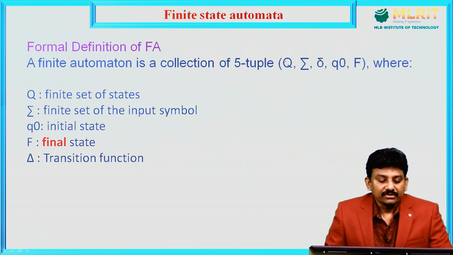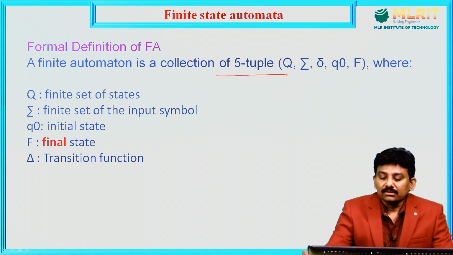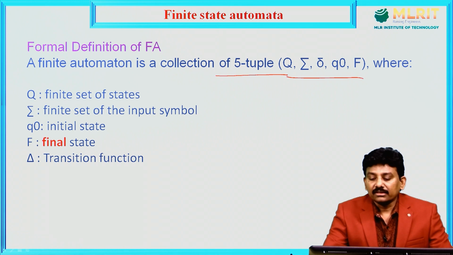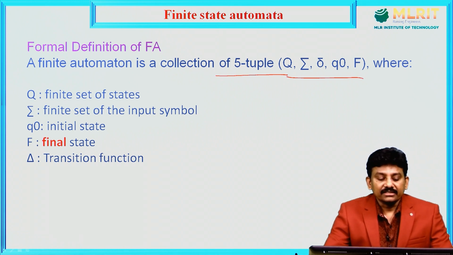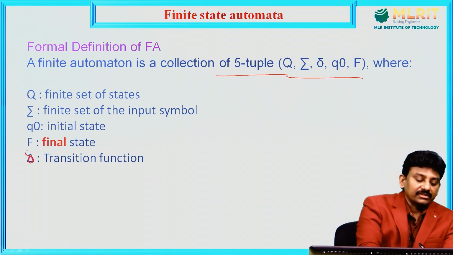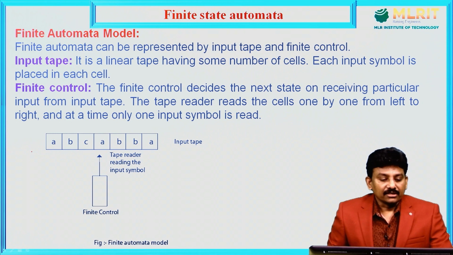The formal definition of finite automata. A finite automaton is a 5-tuple, that is (Q, Sigma, Delta, Q naught, F), where Q is a finite set of states, Sigma is a finite set of input symbols, Q naught is the initial state, F is the set of final states, and Delta is the transition function. These are the 5 tuples.